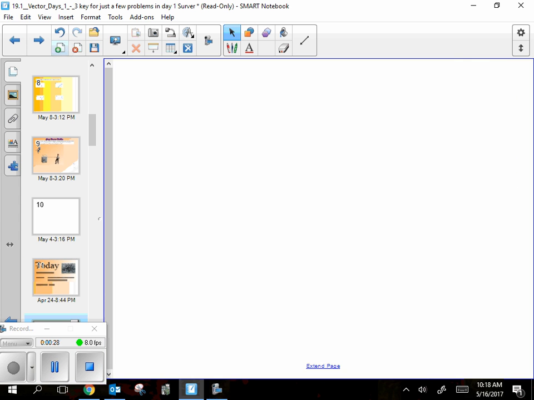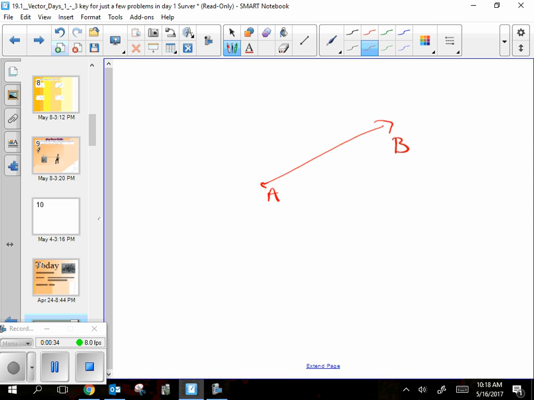All right, so just a reminder about yesterday. If this is a vector with an A on this end and a B on that end, is AB the same as BA? No, because the direction matters on these things. In fact, there's two big things about a vector. It's got this and this. Direction and magnitude. Okay, good.